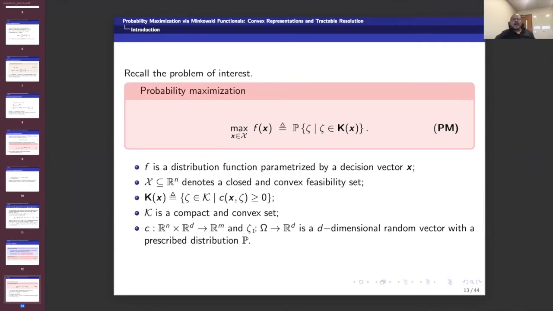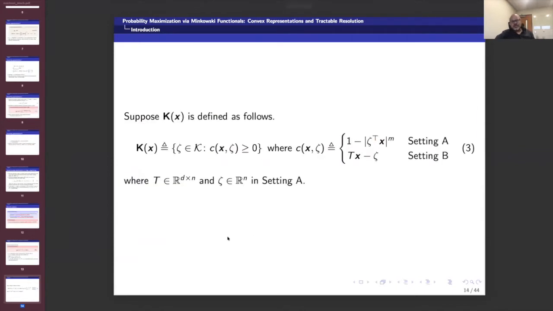Okay, so let's continue. I'm going to be looking at two particular settings. The first setting is where c of x, zeta is defined as 1 minus zeta transpose x raised to m, where m is a positive scalar, or t x minus zeta. These are two settings. Now they might look a little bit restrictive, and we'll talk about extensions of these as we proceed.